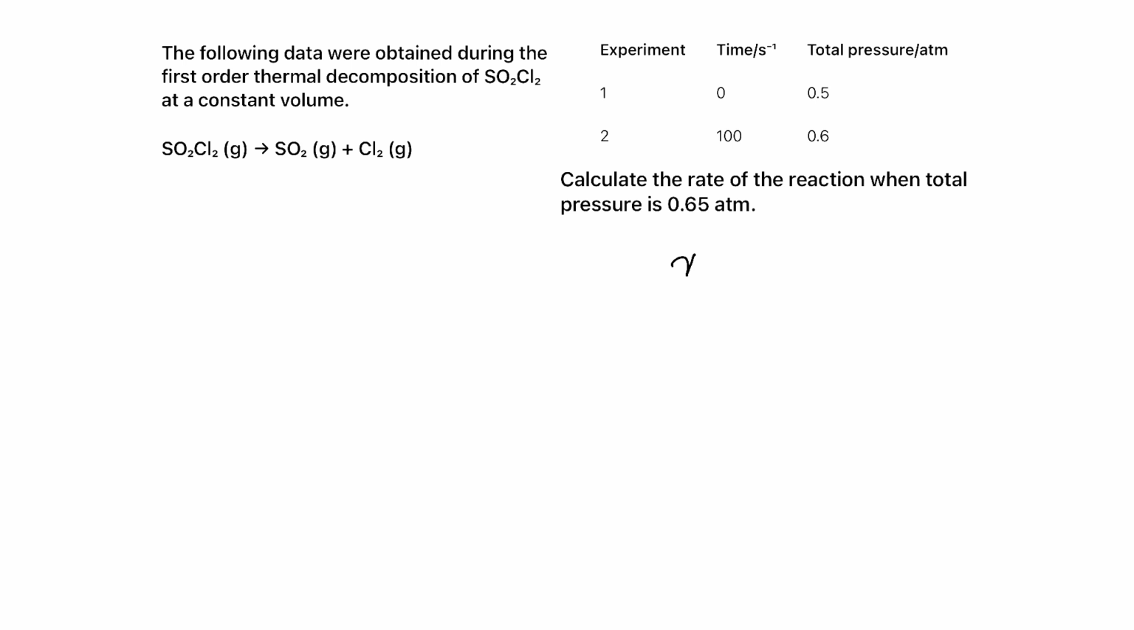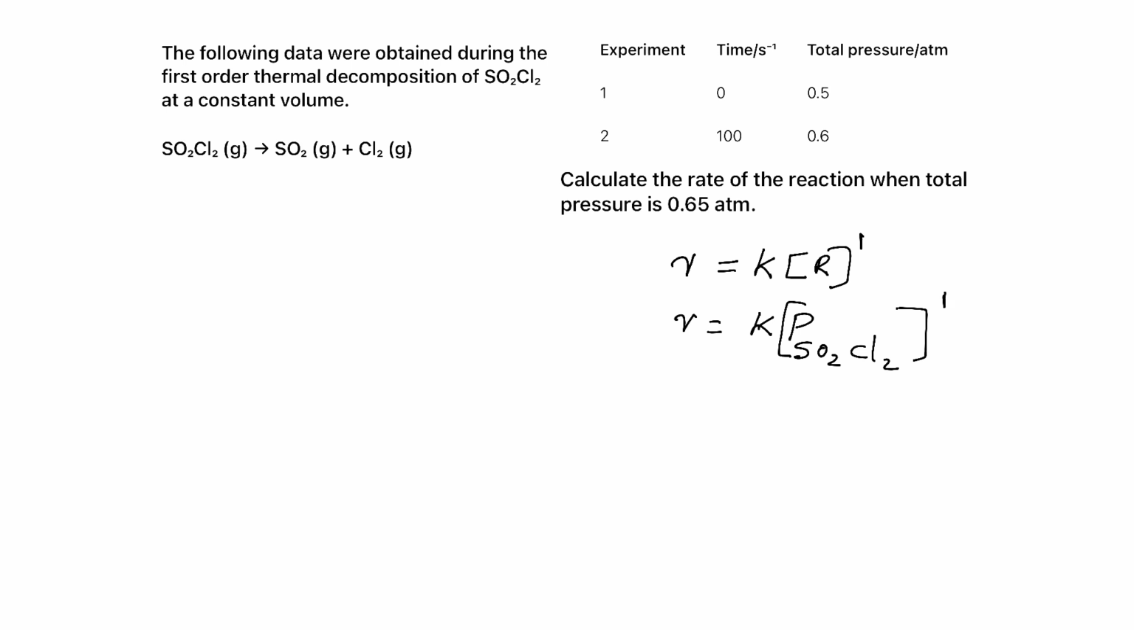For a normal scenario, what is the equation for the rate of reaction? R is equal to K, concentration of the reactant, as it is first order reaction, so you can write it raised to 1. As it is a pressure based question, you can write R is equal to K, partial pressure of the reactant. Here what is the reactant? SO₂Cl₂. Present partial pressure of SO₂Cl₂ raised to 1. Correct.